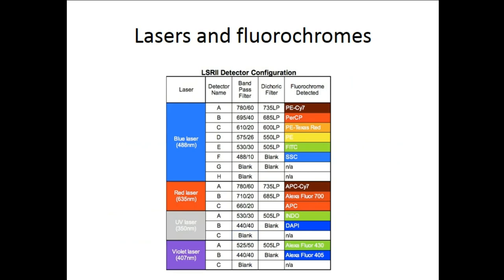So, here you see a blue laser, and what you have on the right are the range of different fluorochromes or colors that you can use with this particular laser. So there's 1, 2, 3, 4, 5, 6 different colors you can use for the blue laser. With the red laser, you have 3 different colors you can use. And with the UV laser, you have 2 different. And violet, 2 different. So the more lasers you have in a flow cytometer, the more options you have in terms of fluorochromes.